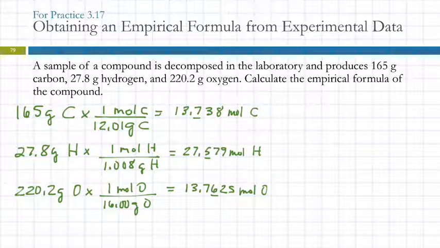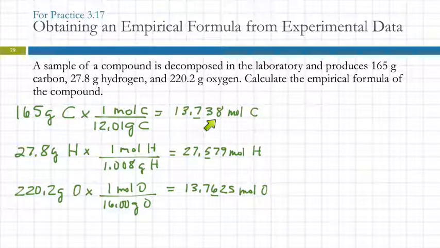So your book says, well, make a pseudo formula. So it's C 13.738, H 27.579, O 13.7625. Those aren't whole numbers, right? I don't like that, so I'm not going to do it. So I've got moles of each. I need ratios. And my ratios, I need to end up with whole numbers larger than 0. So what I want to do is identify which of these is the smallest number, and I'm going to divide them all by the smallest.